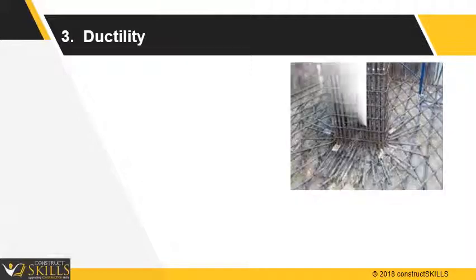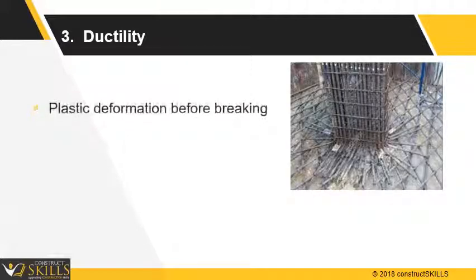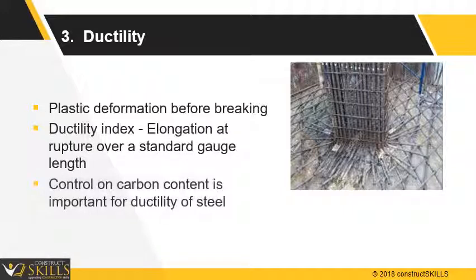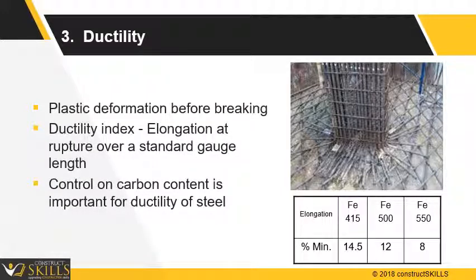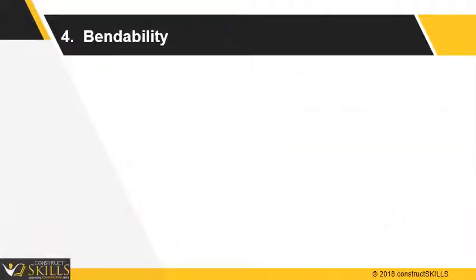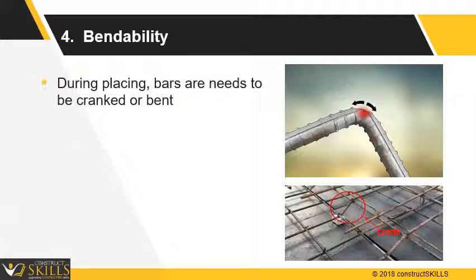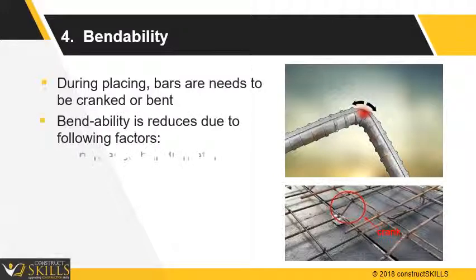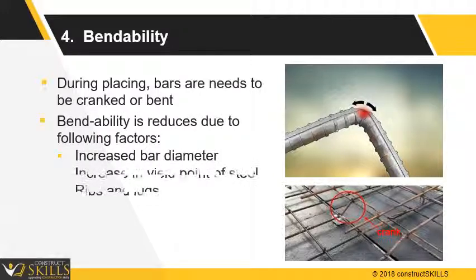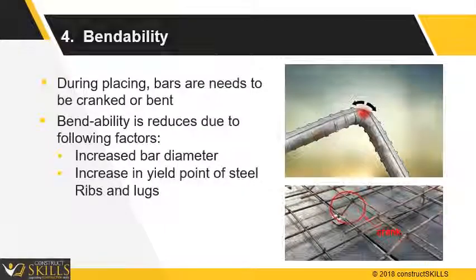Ductility. It is the ability to undergo plastic deformation before breaking. Carbon content control is important to ensure ductility of steel. The table shows the minimum percentage of elongation for various grades of commonly used rebar. Bendability. It is the ability to bend. During construction, reinforcement needs to be cranked or bent. The bendability reduces as diameter increases and larger number of ribs are provided.